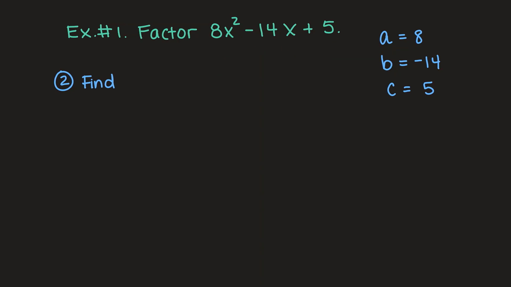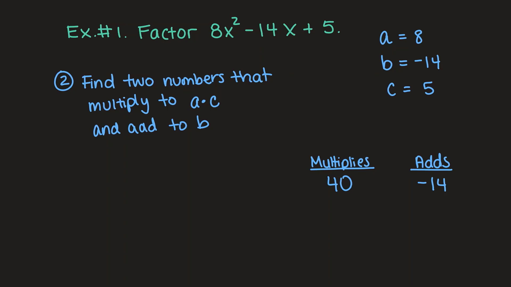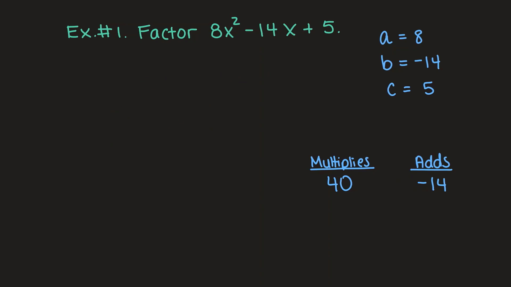So we need to find 2 numbers that multiply to a times c and add to b. So a times c is 40, and we need to find two numbers that multiply to 40 and add to b, or in this case, negative 14. We can start with listing out different combinations of factors that will multiply to 40. So 1 times 40, 2 times 20, 4 times 10, and 5 times 8.